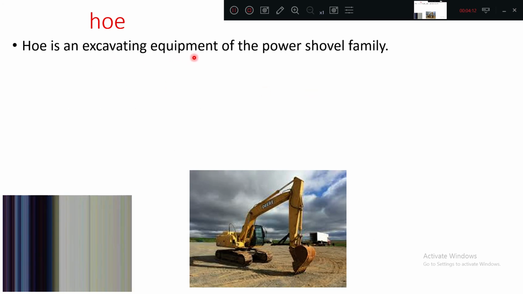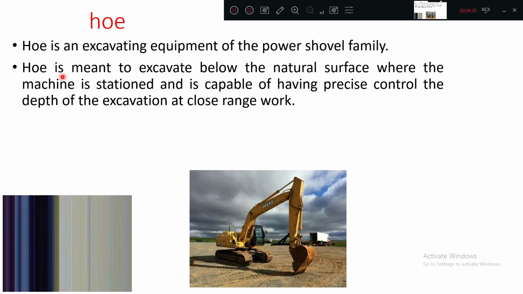Hoe is an excavating equipment of the power shovel family, the same family only. See here, the previous one, the bucket was facing upward, but here the bucket is facing downward. Okay, so that was used for dumping. This is used for excavating. Okay, like that. Hoe is meant to excavate below the natural surface, where the machine is stationed, and is capable of having precise control of the depth of excavation at close range of work.